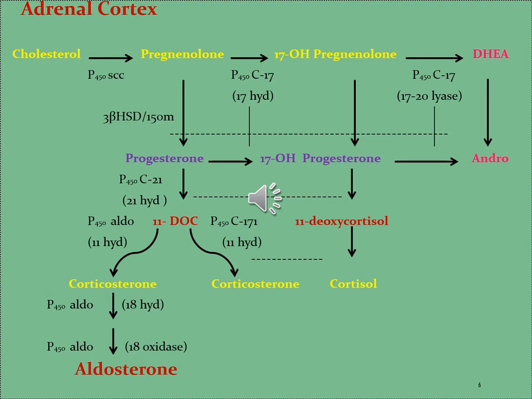Now we will see how cholesterol is changed into pregnenolone. Cholesterol is a molecule which consists of 27 carbons, and by the effect of the enzyme P450scc, a mitochondrial enzyme that catalyzes the conversion of cholesterol to pregnenolone. This is the first reaction in the process of steroidogenesis in all mammalian tissues that specialize in the production of various steroid hormones.